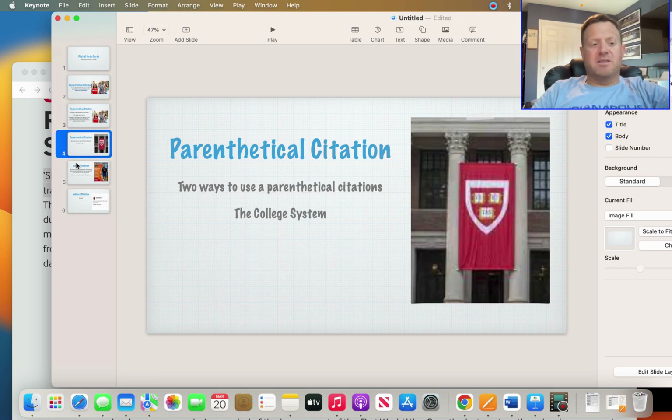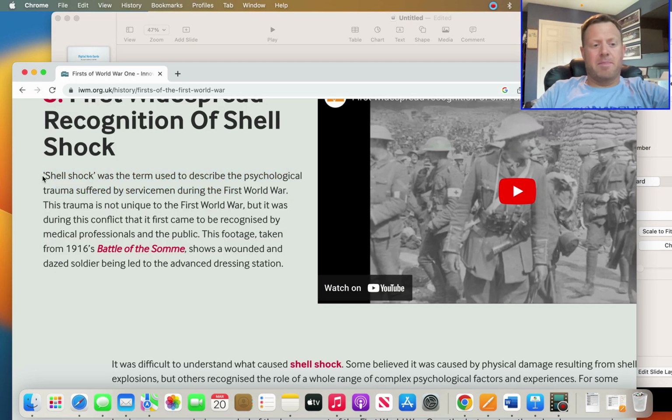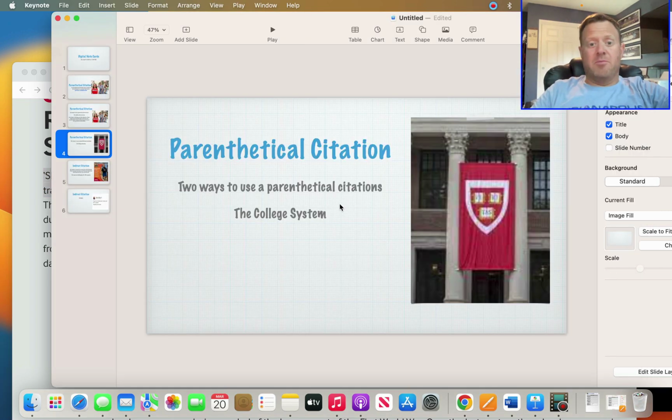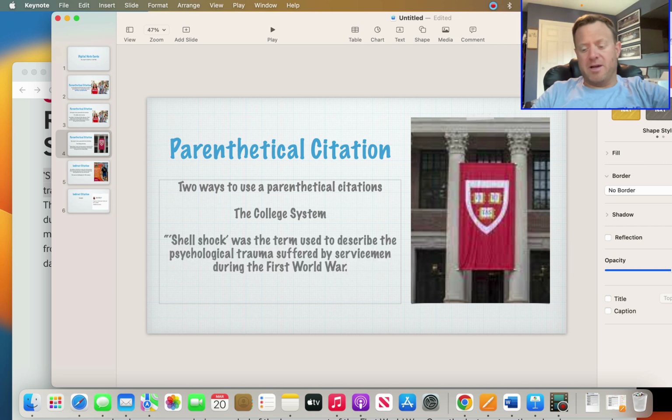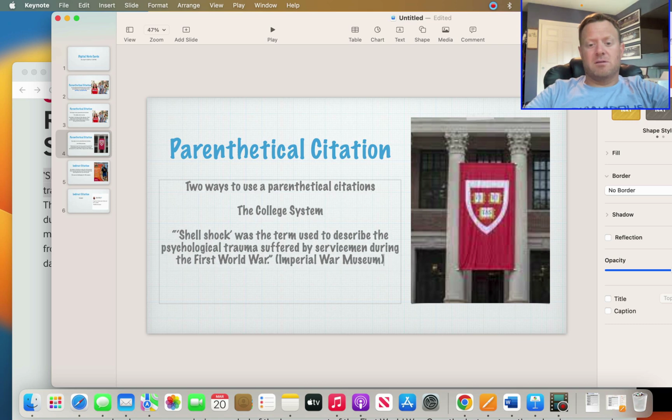There's also the college system, and this is kind of how you learn to do it, and some of your parents learn to do it if they're helping you. But what you would do there is you would give quotes, and then you would write your words, and then you put a period. So quote, words, period, and then in parentheses, you would put either the author or the source that you got it from. In this case, Imperial War Museum.